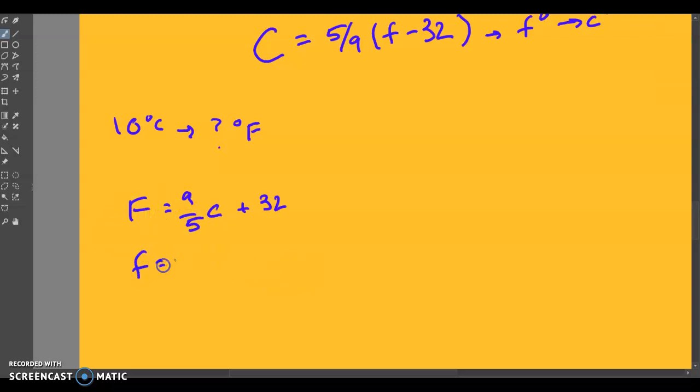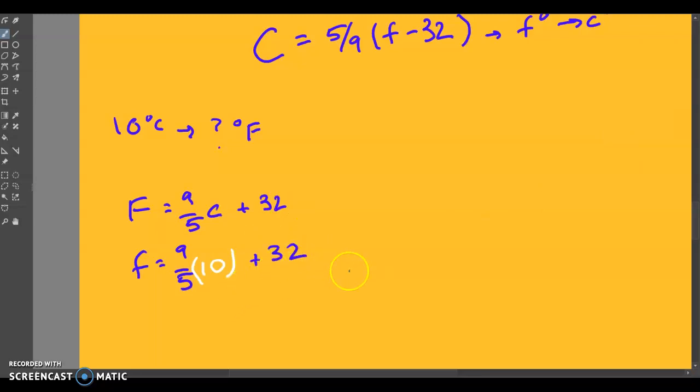I'm going to write F equals 9 over 5. Rather than using C this time, we'll plug in the value that we know C is. C is going to be 10. Put that in parentheses because we plugged it in. 10. And then we're going to go to plus 32.